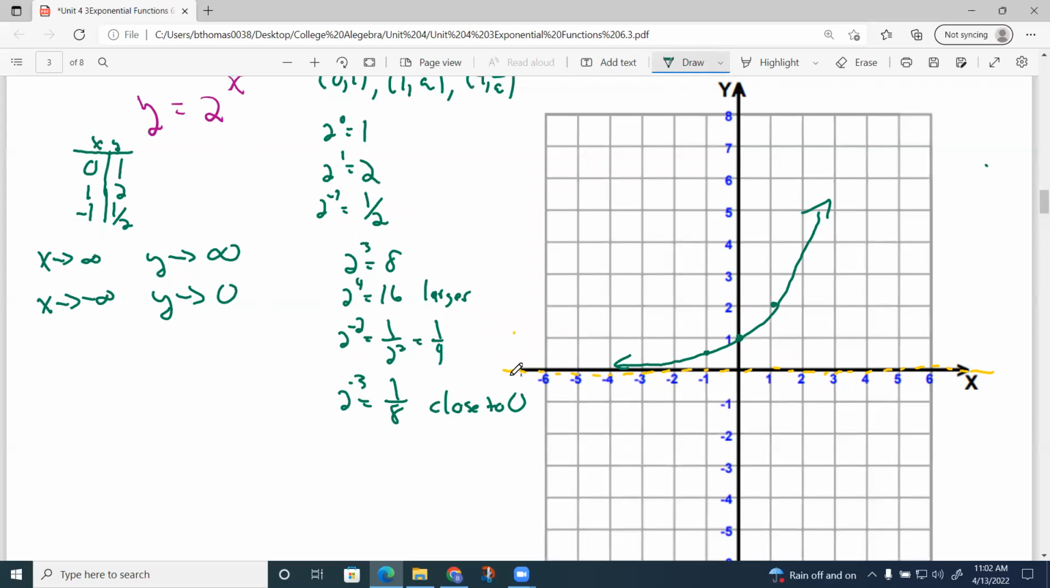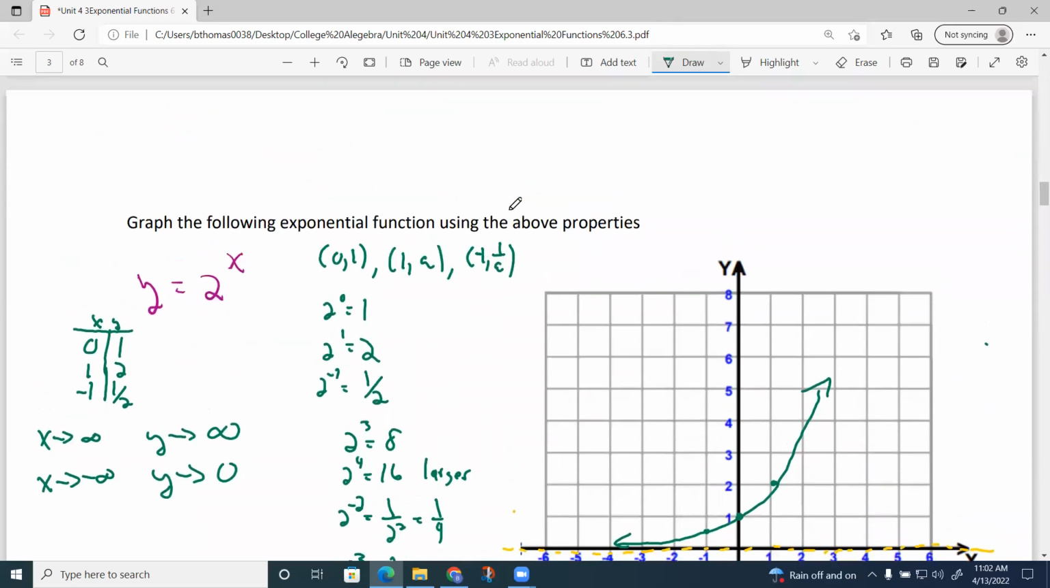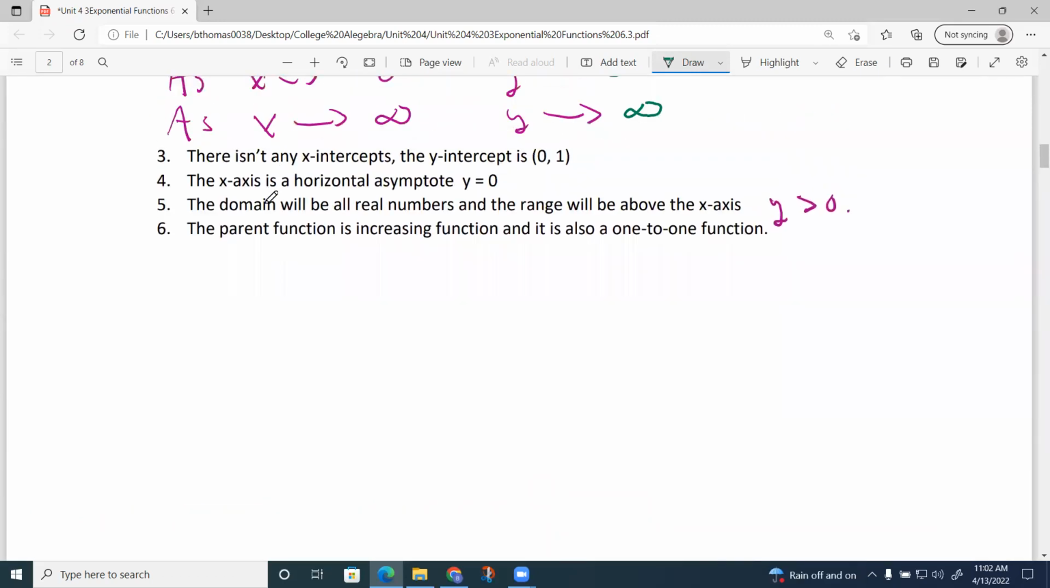And also how, since it doesn't touch that x-axis, that's a horizontal asymptote, which its equation would be y equals 0. Some other properties that we're picking up on is the domain, there is not a domain restriction. It's all real numbers, but also the range is above the x-axis, so the range would actually be y is greater than 0.